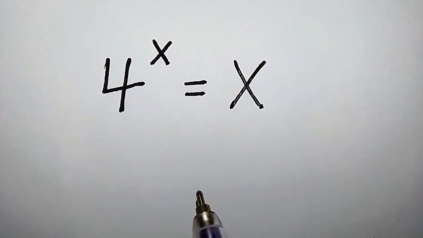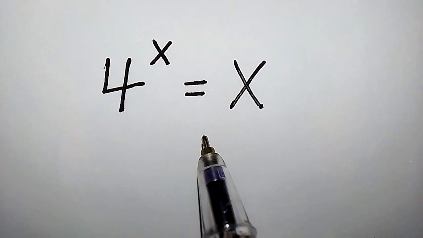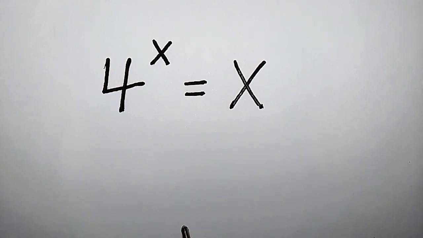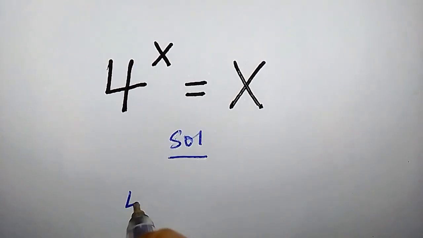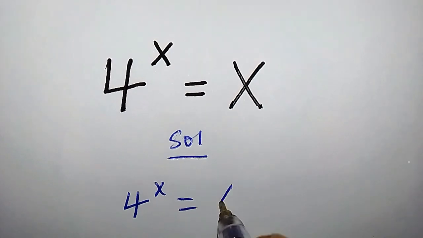This equation looks simple, but it is a bit challenging. 4 to the power of x is equal to x. How do we solve for x? Solution. 4 to the power of x is equal to x.